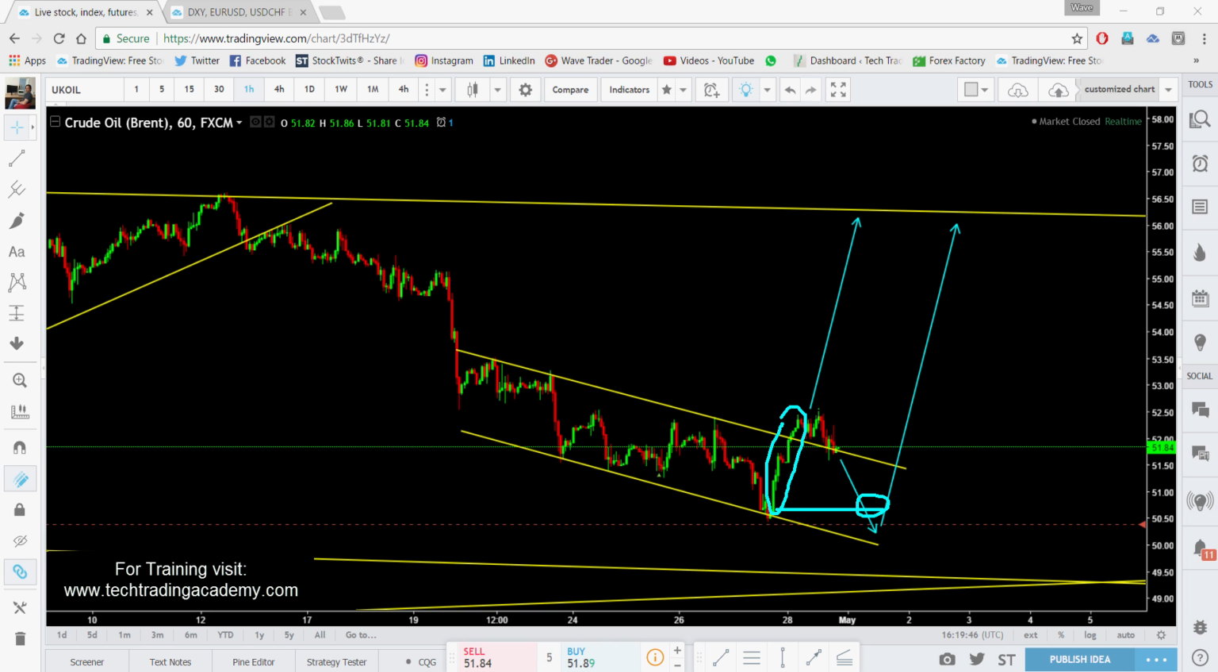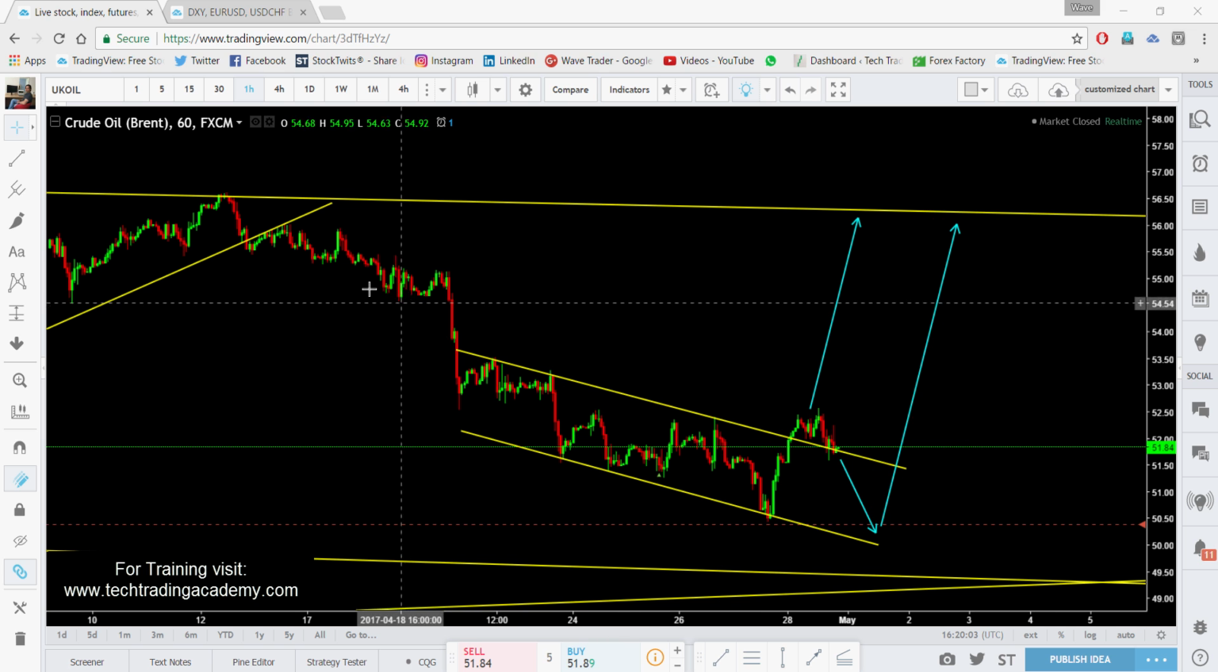Yeah, so if this continuation formation is correct up to that area, then you have to look for this upside. Those who are not in, and those who are in, you need to look for continuation to the upside. Just move on to break even and look for upside.